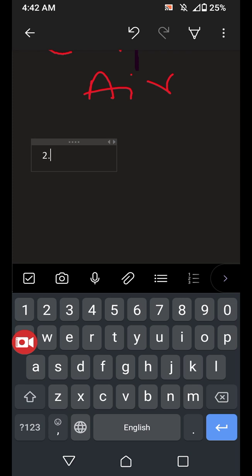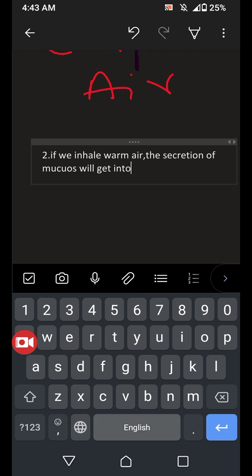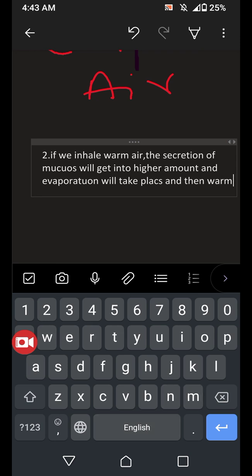But when we inhale hot air or warm air, what would be the result? So let me tell you that if we inhale warm air, the secretion of mucus will get into a higher amount and evaporation will take place, and then the warm air will convert into normal air. Okay, so if we inhale warm air, the secretion of mucus will increase and evaporation will take place, and then the warm air will convert into normal air. Basically, due to evaporation, the warm air will convert into normal air.